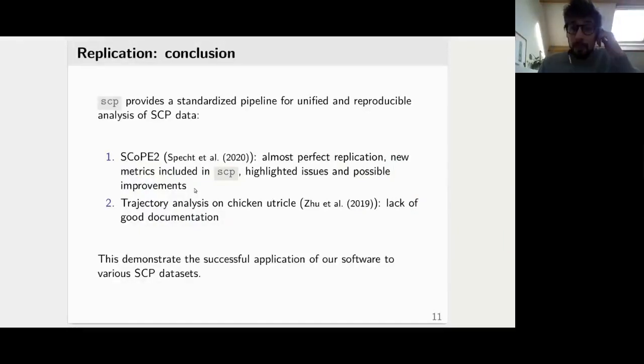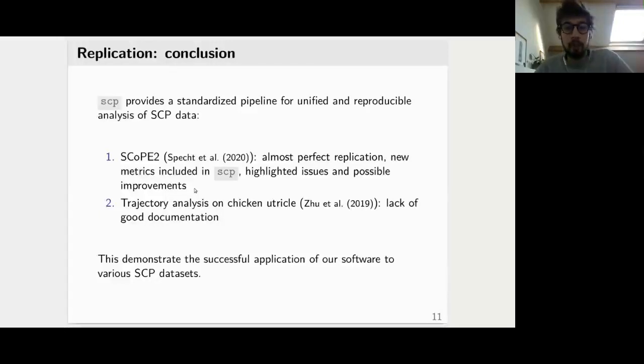So this is one example I gave you of one replication, and you can see the replication is almost perfect. But that's not the interesting part. The interesting part here is that we were able to reanalyze this data using the same methodology. Doing this allowed us to understand new metrics for single-cell proteomics that were described in the paper, but it also highlighted issues and possible improvements in the analysis. And this, to pick up on Laurent's presentation, shows that reproducibility also promotes analysis improvements.